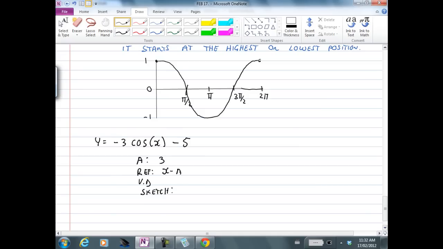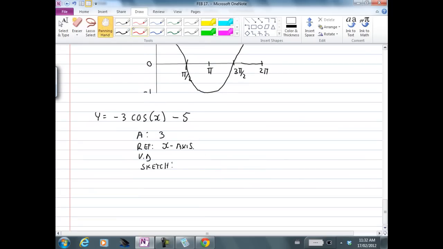Range, I'll do it later. This is an x-axis reflection. Vertical displacement. Who haven't I asked here? Camille, vertical displacement. Or -5, or are you going to say down 5? It doesn't really matter how you want to say it.